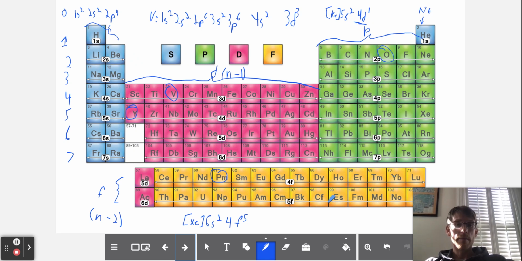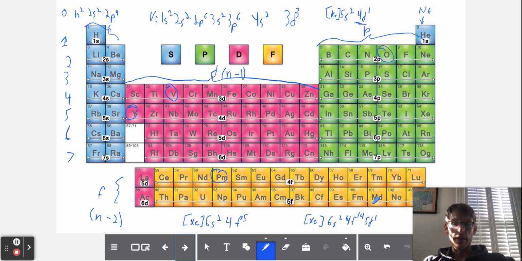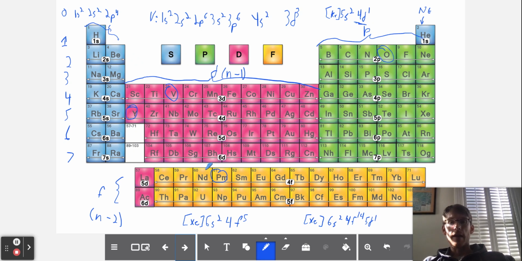Interestingly enough, lutetium is actually going to be xenon 6s2, 4f14, 5d1. Never write f15. It can't possibly be the case. And so that covers kind of the ends of your F block, which I understand is a little bit weird.